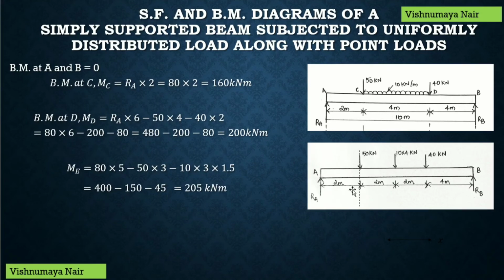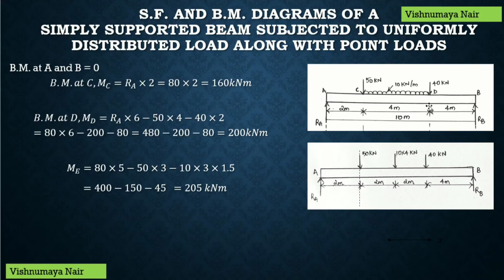Therefore, the moment at this section due to this RA will be positive and it will be equal to 80 into perpendicular distance. Perpendicular distance is 2 meters. So, the moment at this section will be equal to 80 into 2, which is equal to 160 kilonewton meter. Therefore, MC is equal to 160 kilonewton meter.